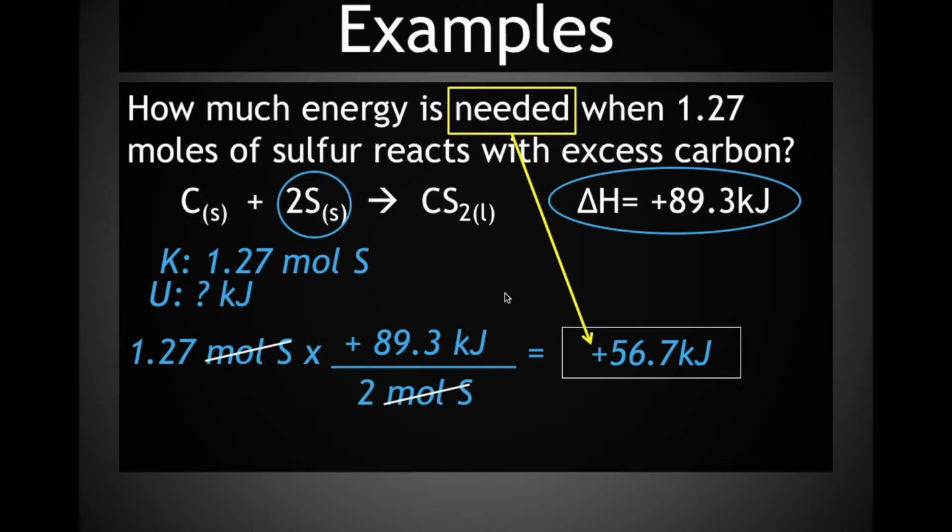Sorry, so needed would mean the plus sign. So if you are absorbing, or if you need it in the reactant, it's going to be positive. If you need it in the product, if it says produced or emitted or whatever, then it's going to be in the product side and it'll be negative.